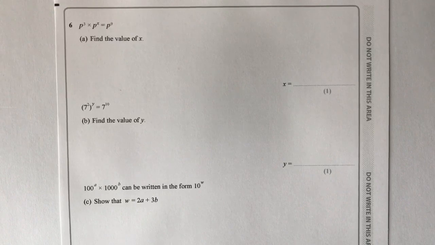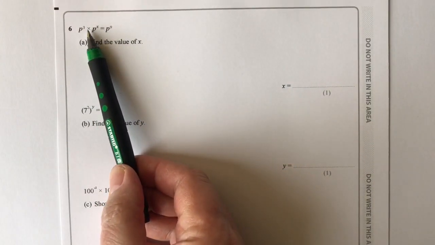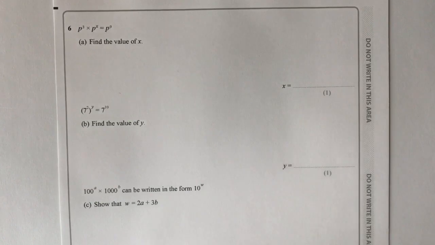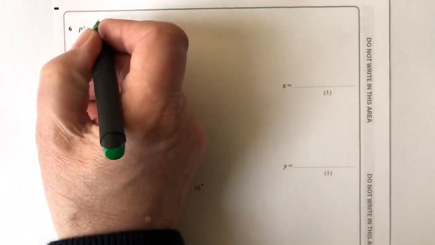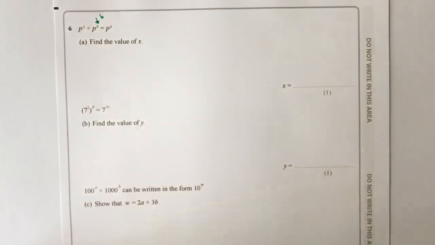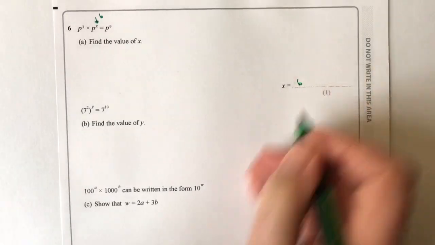Question number 6, and the first part of it, we've got p to the 3 times p to the x equals p to the 9. Find the value of x. Well, we've got indices, which are these small numbers here that we are multiplying together. We add them. So in other words, what number do we add to 3 in order to achieve 9? Well, that number is going to be 6. So in this particular case, x equals 6.